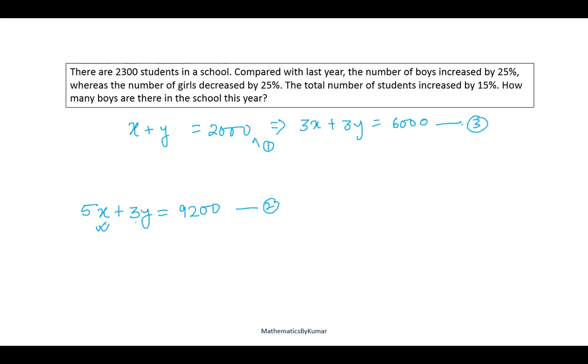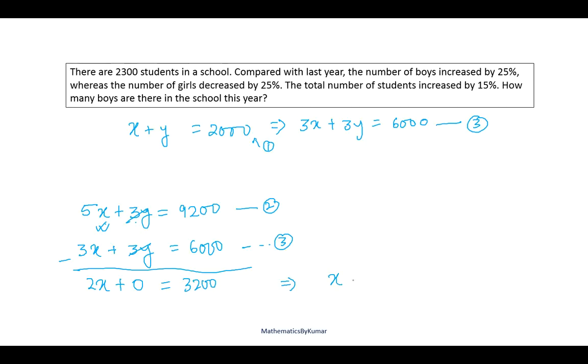Now what I want to do is subtract equation 3 from equation 2. So let me write it here. I have 3x plus 3y equal to 6000. If I subtract 3x from 5x, I'm left with 2x. 3y and 3y get cancelled out, so this is 0. And I get 9200 minus 6000, which is 3200. Which means my x is equal to 1600.